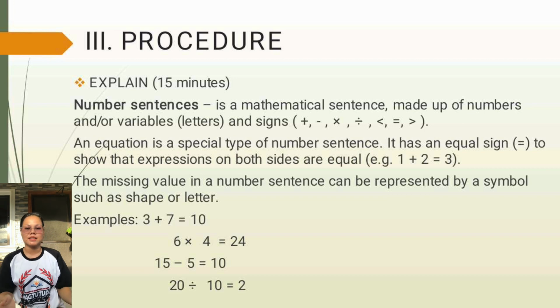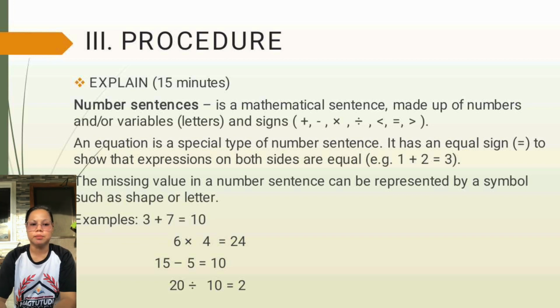Alright, now let's discuss number sentences. What is a number sentence? When we say number sentence, it is a mathematical sentence made up of numbers and or variables or letters and signs. It could be addition, subtraction, multiplication, division, greater than, equal, and less than. An equation is a special type of number sentence. It has an equal sign to show that expressions on both sides are equal.